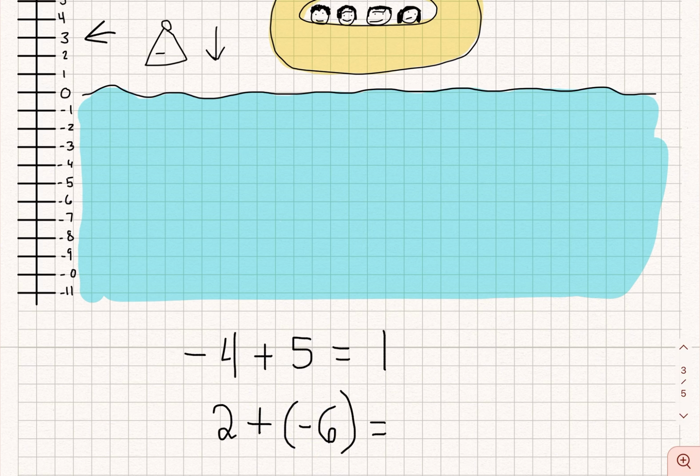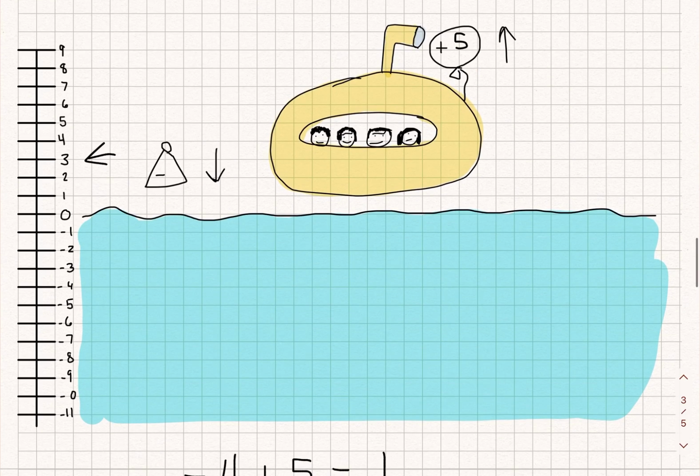You'll notice I put some parentheses around it. That's because it gets kind of awkward if you have two of these arithmetic symbols right next to each other, an addition symbol and a subtraction symbol next to each other. It's just kind of weird, so we put this -6 in parentheses. Okay, so here we've got 2, that's our starting place, and we're adding -6. Let's just think about what that looks like here.